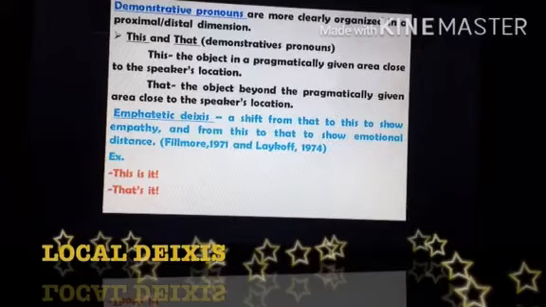This and that are demonstrative pronouns. This refers to an object in a pragmatically given area close to the speaker's location. That refers to an object beyond the pragmatically given area close to the speaker's location. Empathetic deixis is a shift from that to this to show empathy, and from this to that to show emotional distance (Fillmore 1971 and Lakoff 1974). Example: this is it, that's it.